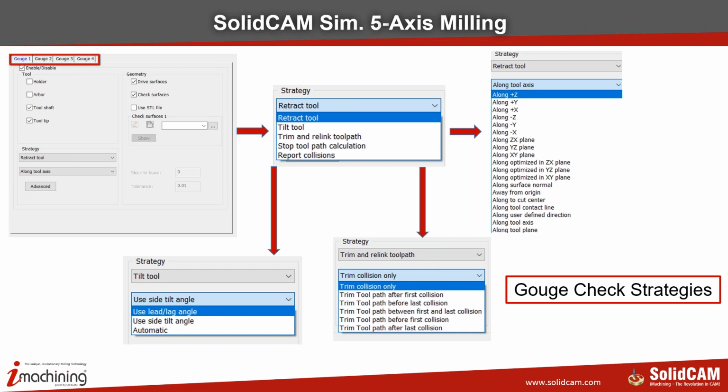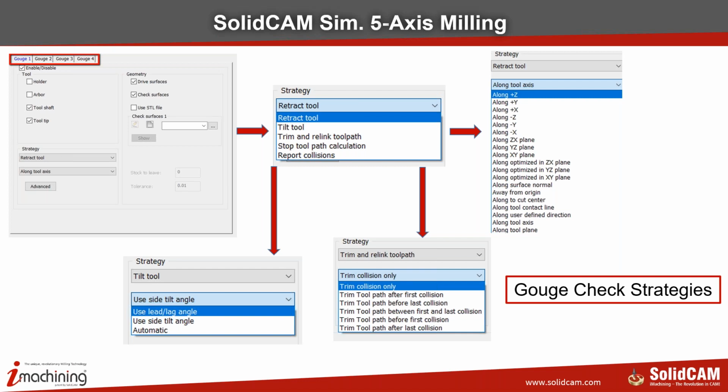So our way of working in SolidCAM is that we first define the strategy, we define the tool axis control, we define the gouge check, and we calculate the toolpath. So this is a simple streamline. This is the flow of the way we generate the toolpath.